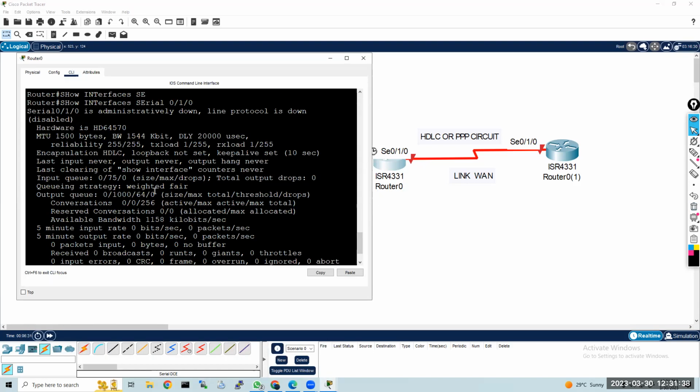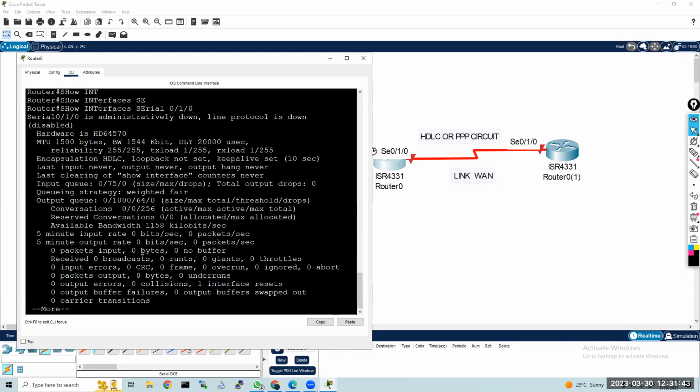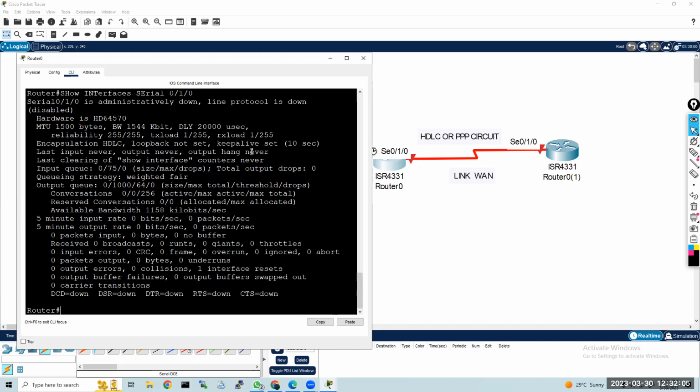So where can we see whether it is an HDLC link or what kind of link it is? Can you see here? This is mentioned over here. Okay, encapsulation HDLC. So it will show you, apart from that, the MTU, bandwidth, delay, and uptime. Correct. And we can even convert it into PPP also.